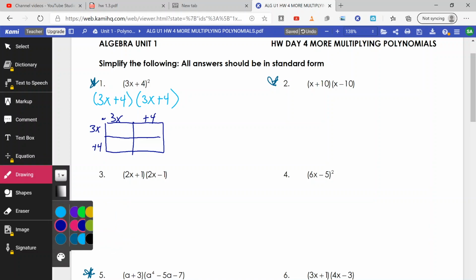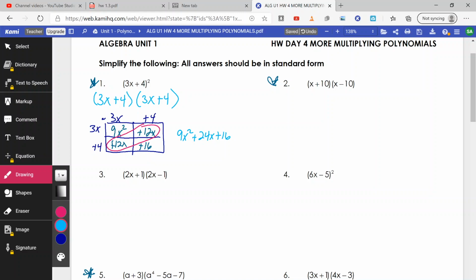3x times 3x is going to give me 9x squared. 3x times 4 is going to give me a positive 12x. 4 times 3x is also going to give me a positive 12x. 4 times 4 is going to give me a positive 16. I'm going to circle the like terms, 12x and 12x. So our answer will be 9x squared, and I do 12x plus 12x, so I get a positive 24x plus 16.